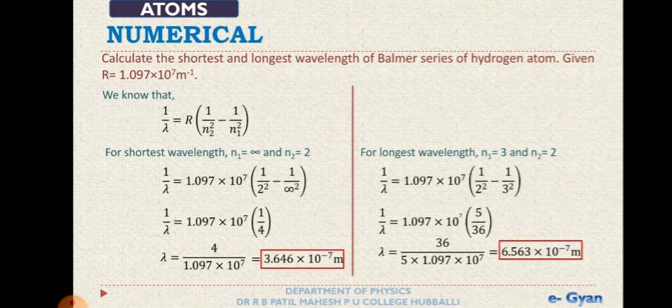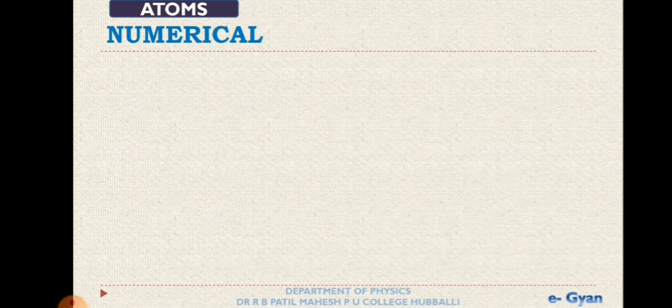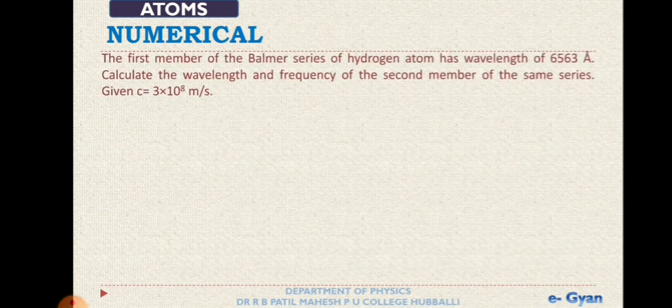In this calculation, we have been given the value of R, Rydberg constant. So therefore, we could solve it very easily. Let's go on with the next one, where R value is not given. Now what we have here is, the first member of Bohr's series of hydrogen atom has a wavelength of 6563 angstrom. Calculate the wavelength and frequency of the second member of the same series, second member of the Bohr's series. We have been given the value of speed of light in air as 3 into 10 to the power of 8 meter per second.